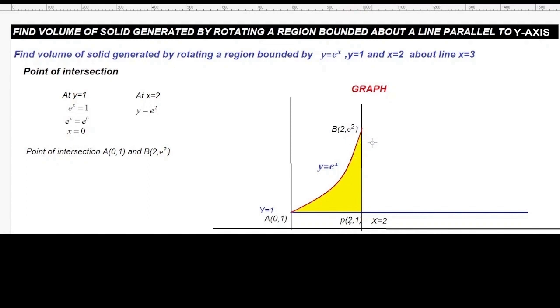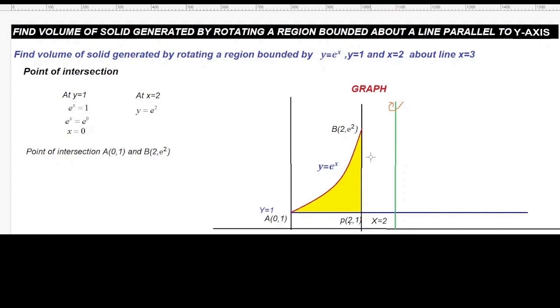Now this bounded region we are going to rotate about the line x is equal to 3, which is again parallel to the y-axis. So this is the line x is equal to 3, and we are going to rotate this bounded region about this line x equal to 3. Whenever any region is rotated about a line, as we have seen before also, to generate the solid we need to draw the image of this region about that line of rotation.